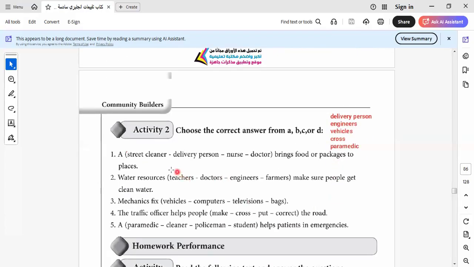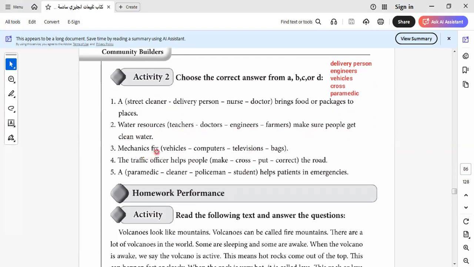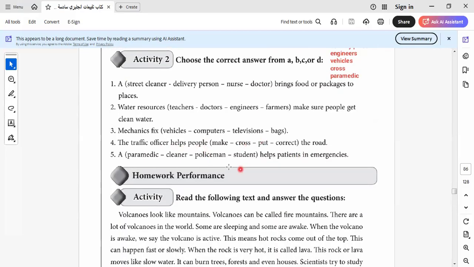Let's do the second activity. A delivery person brings food packages to places. As we know during this unit, who gives us the packages of food? The delivery person. Water resources engineers make sure people get clean water, as we know during the lesson. Mechanics fix vehicles. The traffic officer helps people cross the road.